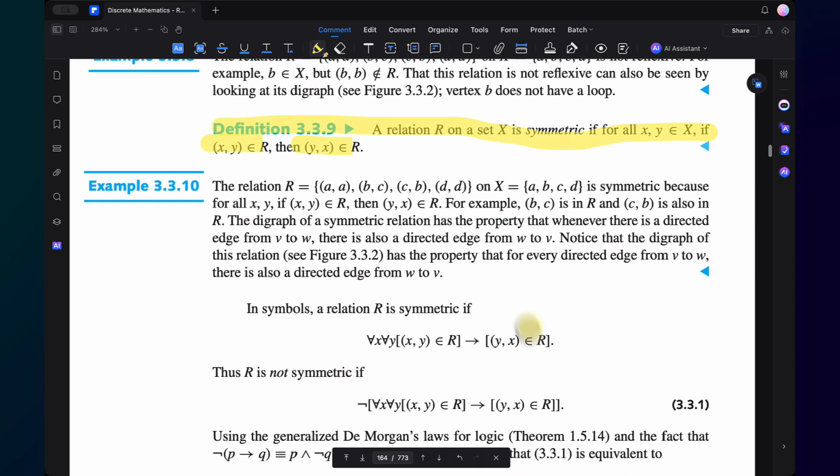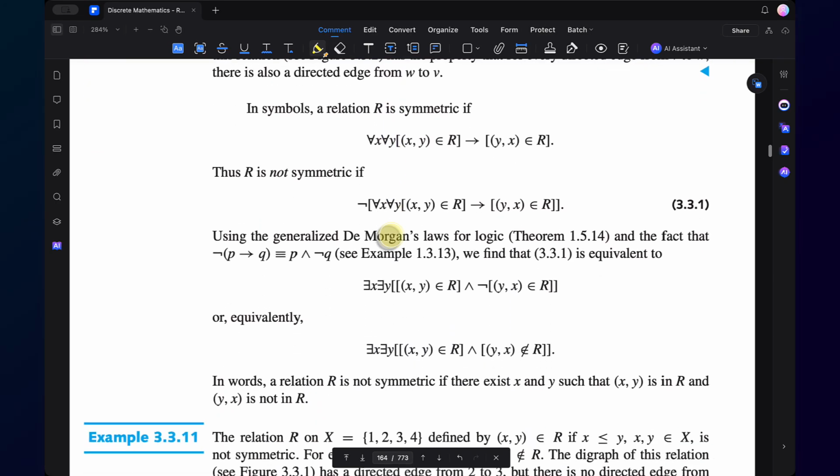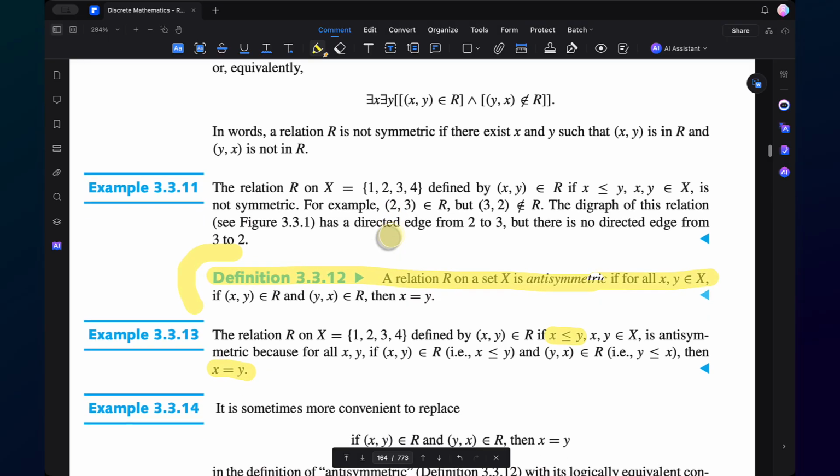Okay, let's see what this is. There's another example. Let's look at this example. The relation R = {(a, a), (b, c), (c, b), (d, d)} on X. This is symmetric because take a look. Anytime you see (b, c), you see (c, b), and (d, d), (a, a), right? So it's symmetric. Okay. Here's another one.